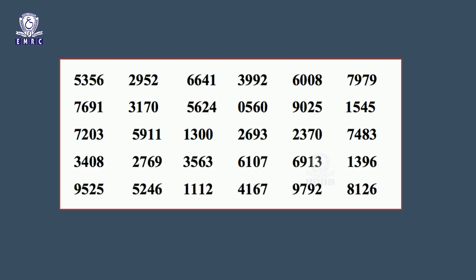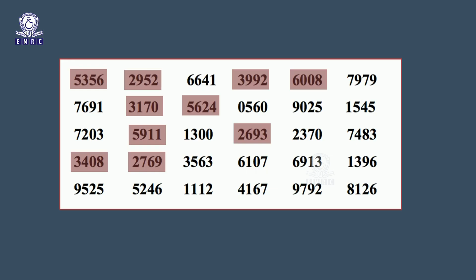First of all, we produce the first 30 sets of Tippett's numbers: 5,356, 2,952, 6,641, 3,992, 6,008, 7,979, 7,691, 3,170, 5,624, 560, 9,025, 1,545, 7,203, 5,911, 1,300, 2,693, 2,370, 7,483, 3,408, and so on. So we have seen that he has mentioned about 30 numbers.